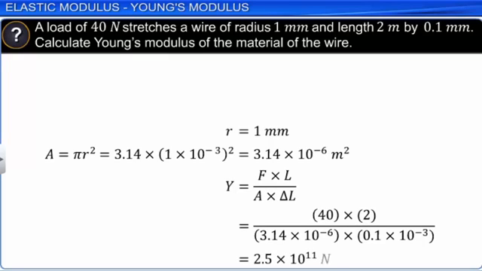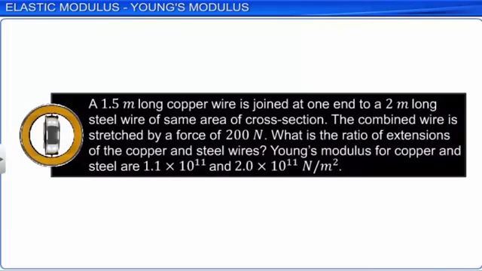A 1.5 meter long copper wire is joined at one end to a 2 meter long steel wire of same area of cross section. The combined wire is stretched by a force of 200 newtons. What is the ratio of extension of the copper and steel wires? Young's modulus for copper and steel are 1.1 times 10 to the power 11 and 2.0 times 10 to the power 11 newtons per meter square.